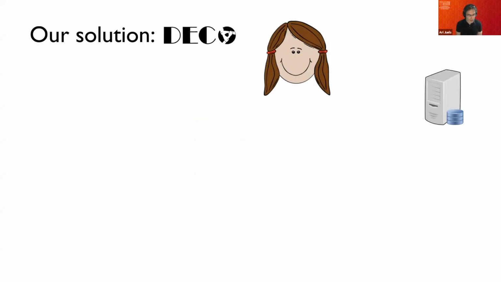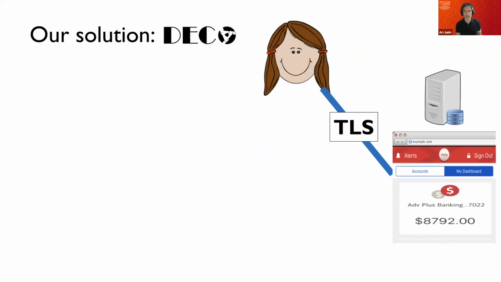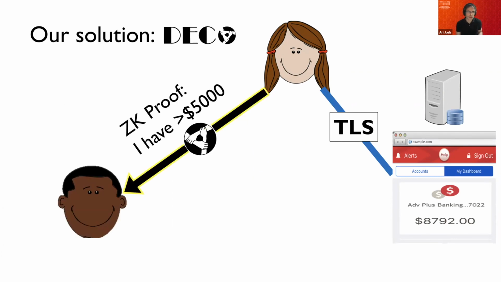Our approach to this lack of accessibility for private data today is a system called DECO. The idea is as follows. A user like Alice can connect to a server over TLS and then prove things in zero knowledge about the content of her session with the target server. So for example, Alice can log into her bank and prove to Bob in zero knowledge that she has more than $5,000 without actually showing her bank account balance.